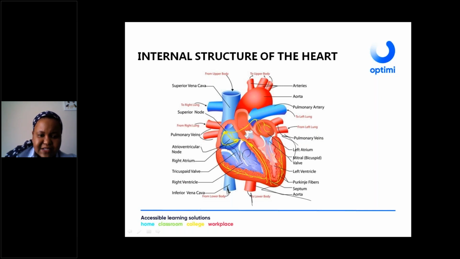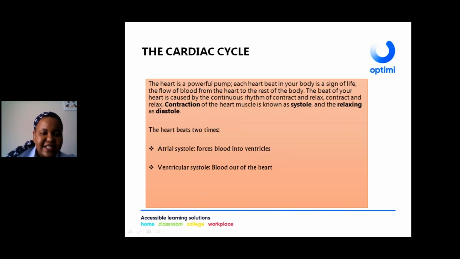What happens next is the ventricle is going to be filled with blood. When it's filled with blood, it's going to contract, and blood is going to be forced into the pulmonary artery. This is known as the ventricular systole, when the ventricle contracts and forces blood out of the ventricle.